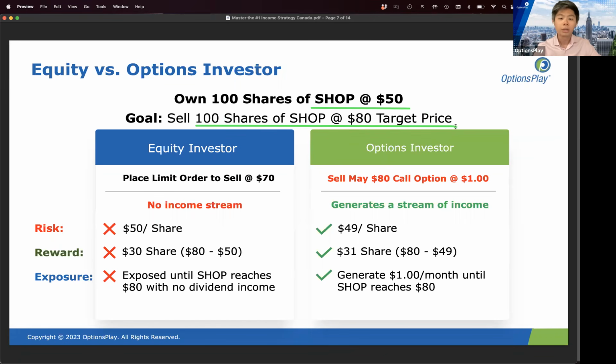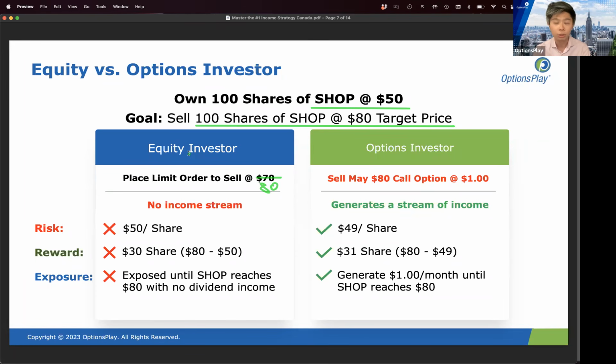So what can you do as an equity investor, and what can you do as an option investor? I realize that I have a typo here already, so I'm going to try to correct it right now. But as an equity investor, meaning you're not touching options, you have an $80 target price, what do you do? You place a limit order at $80 and you wait, right?